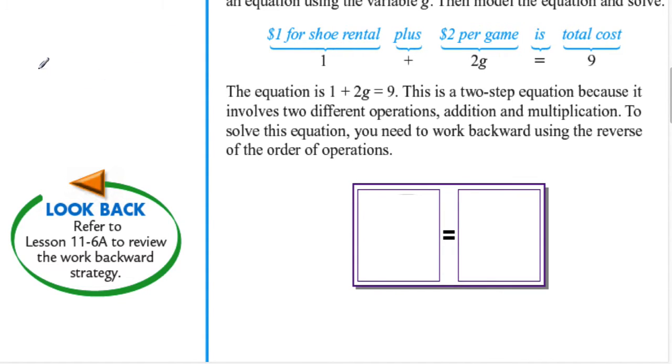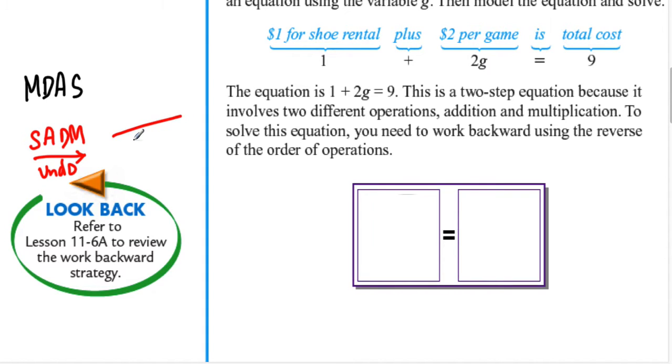The normal order of operations, without please excuse, would be my dear Aunt Sally: multiplication and division before addition or subtraction. So this is the normal order of operations. In order to solve this type of equation, we need to go the other way around. So instead of my dear Aunt Sally, we need to undo by doing the opposite. So we do subtraction and addition before we undo division and multiplication.